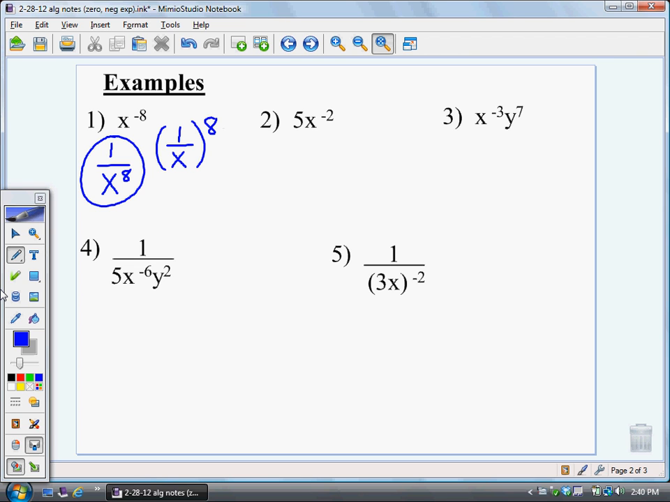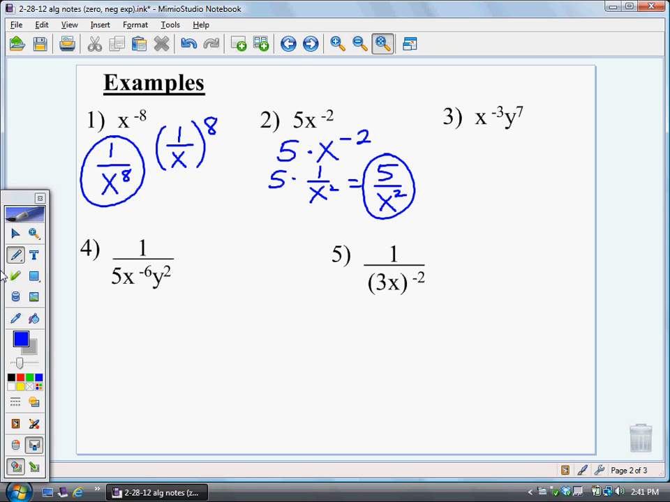And that would be 1 to the 8th power over x to the 8th power to give you the correct answer. For number 2, the first thing you have to make sure you realize is it means 5 times x to the negative 2. So the 5 is not the base for negative 2. So whatever you get, you're going to get 5 times that. And x to the negative 2 is just 1 over x squared. And so when you multiply, you put the 5 over 1, and you do 5 times 1 is 5, and 1 times x squared is x squared, and your answer is 5 over x squared.